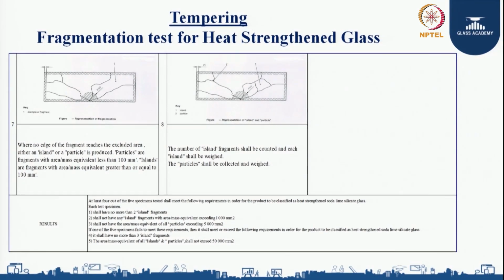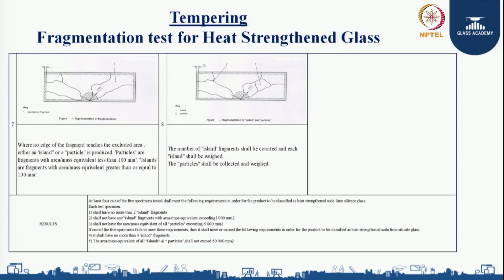You can see here in the 7th figure, where no edge of the fragment reaches the excluded area, either an island or a particle is produced. After the breakage, if your fragment is not able to reach the excluded area, in that case you are going to get either an island or a particle. Now, a particle is a fragment with area by mass equivalent less than or equal to 100 mm. When your area by mass is equivalent to less than or equal to 100 mm, you are going to call it a particle, and you are going to call it an island where area by mass is greater than or equal to 100 mm.